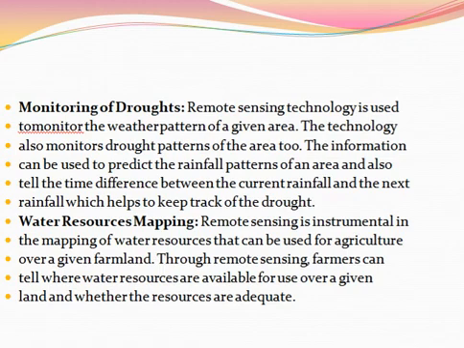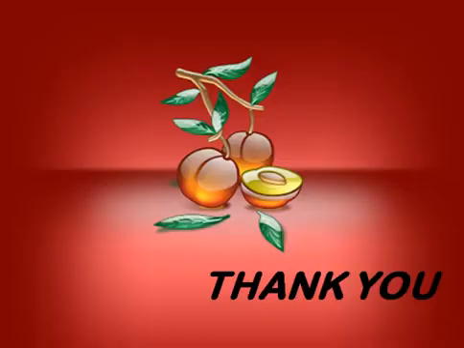Then water resource mapping. It is also instrumentally useful in the mapping of water resources that can be used for agriculture over a given farmland. Through remote sensing, farmers can tell where water resources are available for use over a given land and whether the resources are adequate or not. It is all about remote sensing in agriculture.